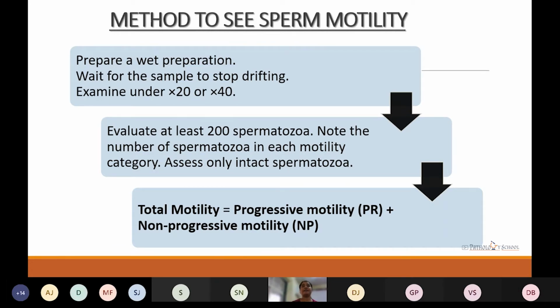We have to evaluate at least 200 spermatozoa, and we have to note the number of spermatozoa in each motility category. And please remember that we have to note only the intact spermatozoa. Then we have to calculate the total motility, which is progressive motility plus the non-progressive motility. Now, here is a short video.